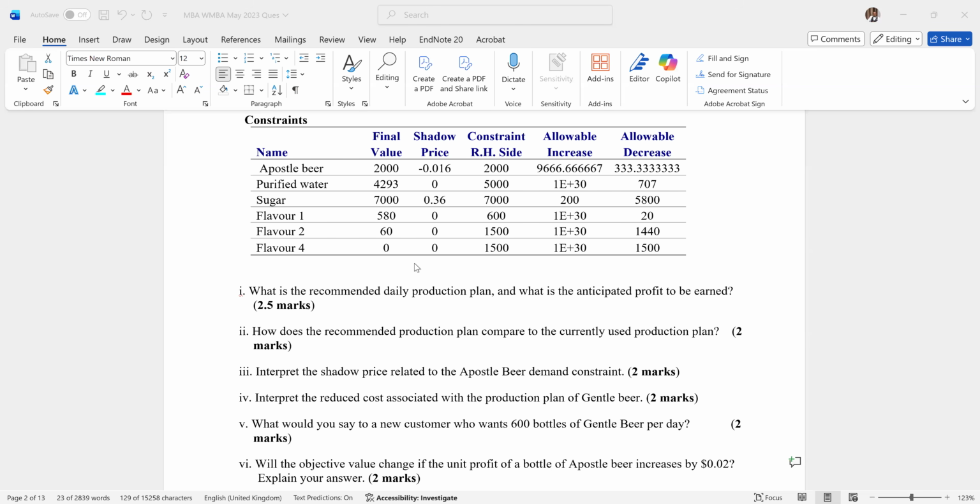Why? Because if you increase it, the increase must exceed the allowable increase of 0.16. So the linear programming problem would have to be resolved for a new production plan. So of course it will change. It's not a problem. Anyway, let's go to the next one.